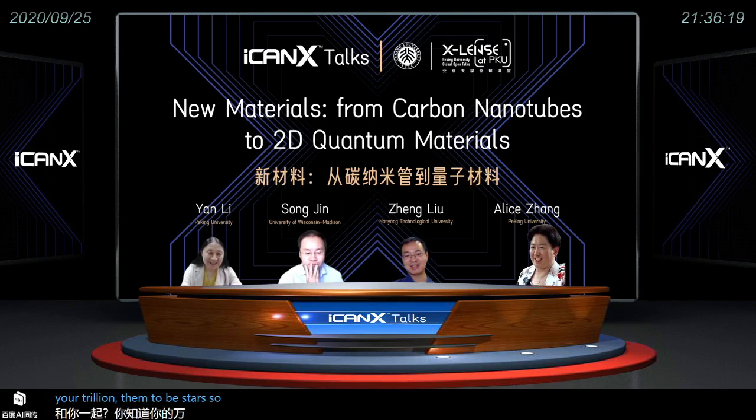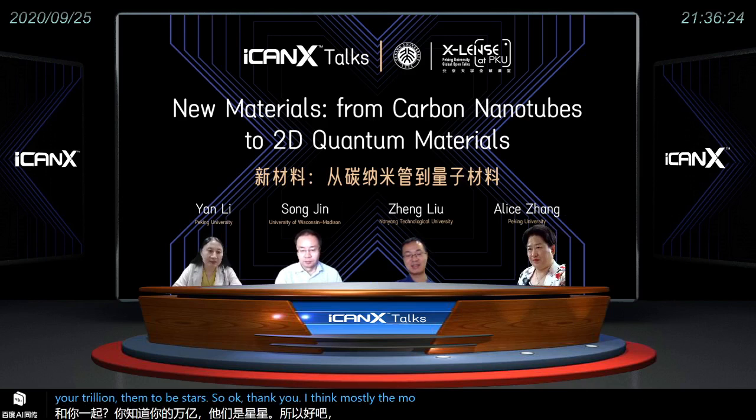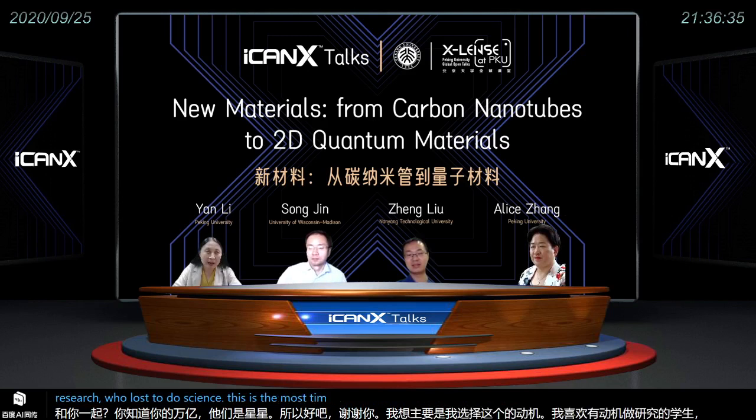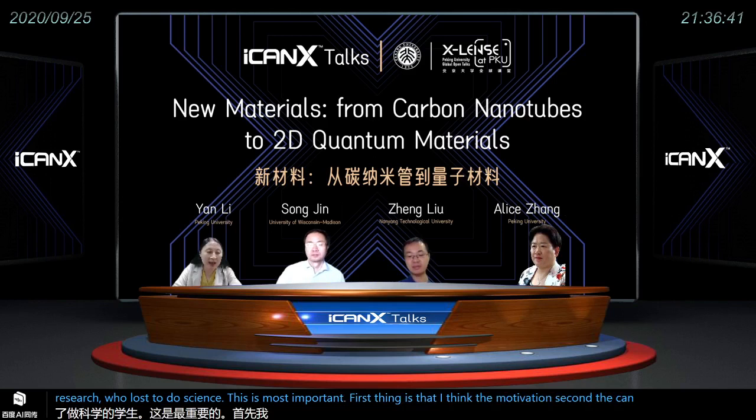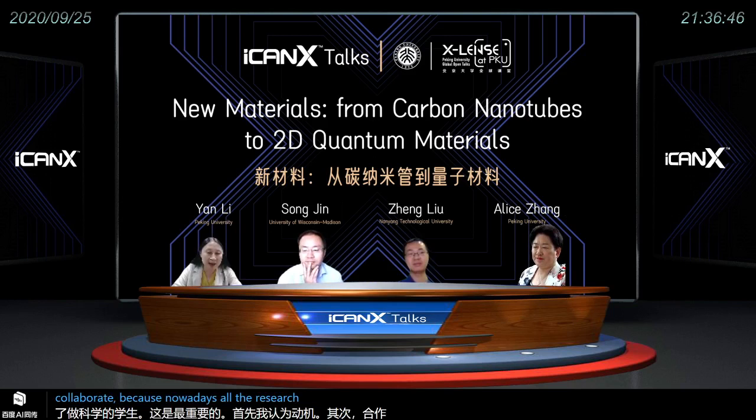Thank you, Alice. I think first is the motivation. I choose the students who are motivated to do research, who love to do science. That is the most important. Second, they are easier to collaborate with, because nowadays all research is really done by a group of people. Nothing can be done by only one person. So being easy to collaborate and communicate is very important.